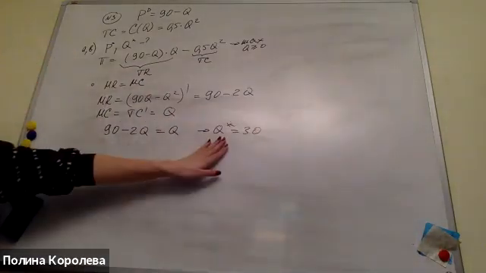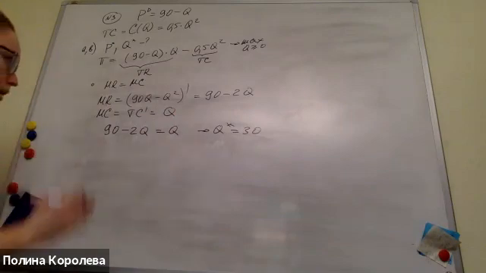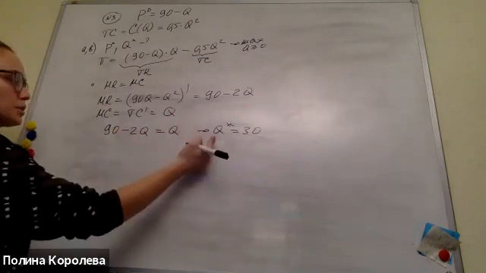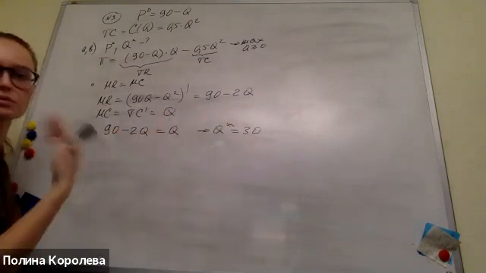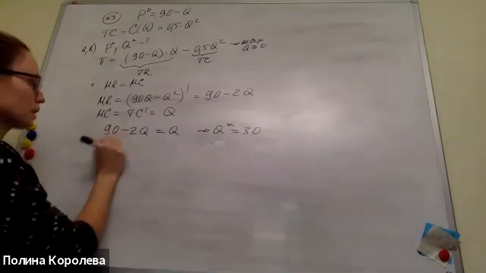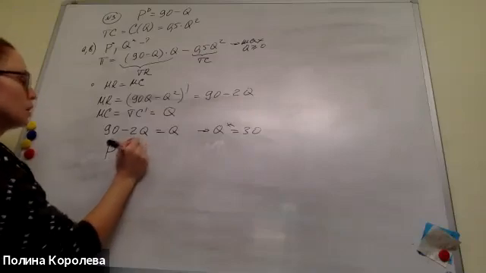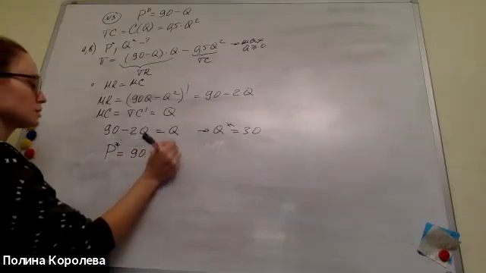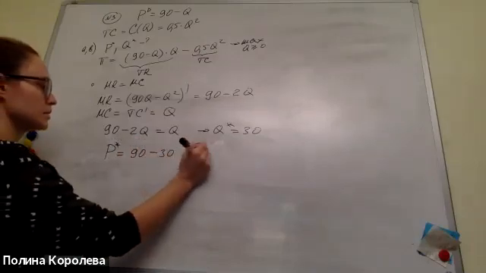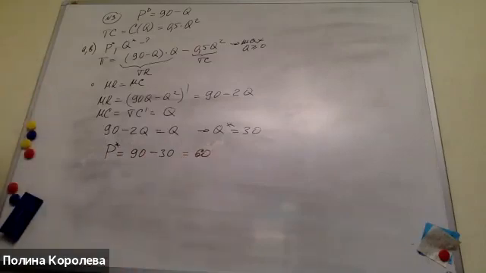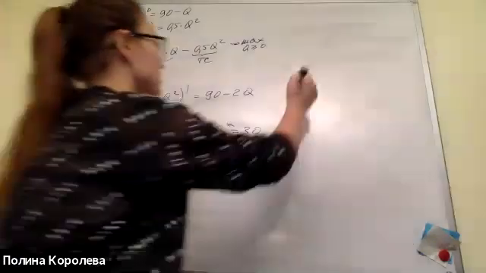This is the quantity that the monopolist will sell. Then put this quantity into the inverse demand function. So the price, the maximum willingness to pay for such quantity, will be equal to 90 minus 30, 60. And let's show it on the graph.